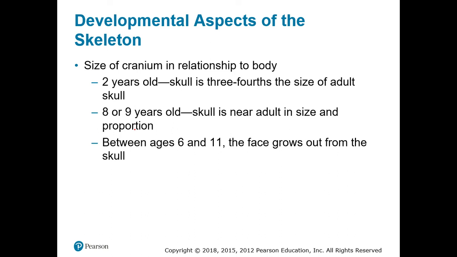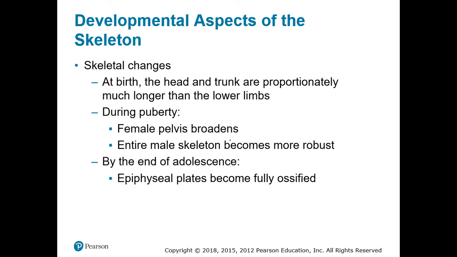The last thing we're going to talk about is body proportions. So, how is the head in relation to the body? Well, at 2 years old, usually the skull is about 3/4 the size of an adult skull. So, it's not fully grown. About 8 or 9 years old, the skull is near the size of what an adult should be, and they start to proportion out a little bit more. So, you probably hear people having a baby face. And then between ages 6 and 11, the face will actually grow more out from the skull.